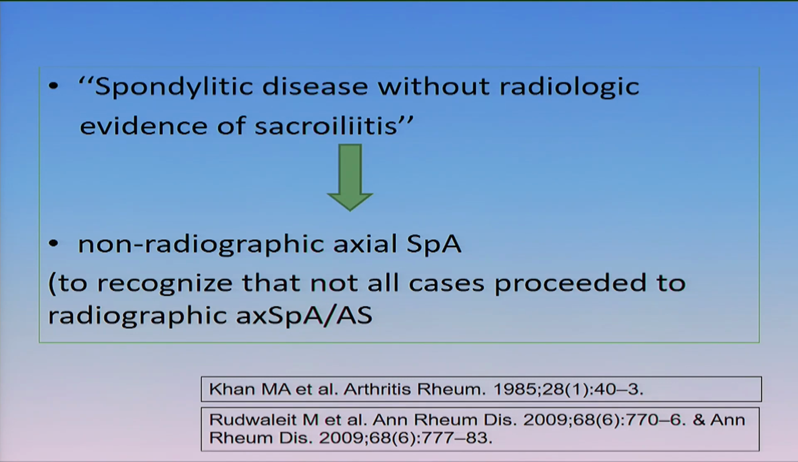So the impetus for the reclassification, or a relook at the classification of spondyloarthritis, came about with the knowledge that the spondylitis process can be there even without the presence of sacroiliitis as seen on the X-ray. And this was the basis why the newer criteria come up with the term non-radiographic axial spondyloarthritis.